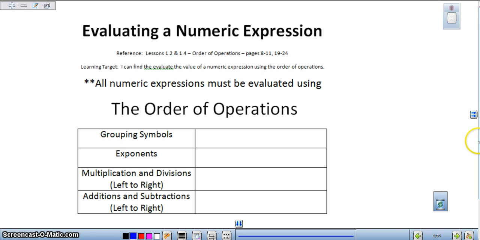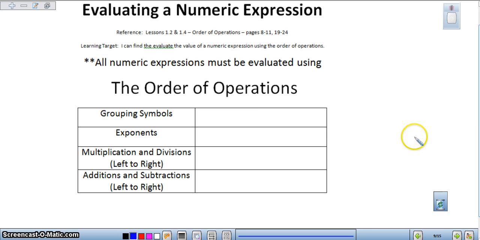As you turn in your notes, if you look at this next page, it says reference lesson 1.2 and 1.4, order of operations. It tells you the page in your book, so if you need to look there. I can evaluate the value of a numeric expression using order of operations.